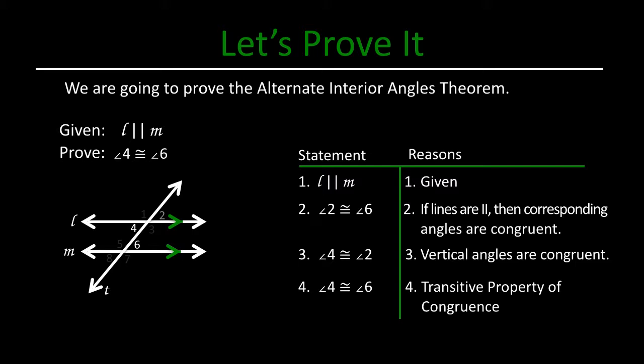Now if we know this theorem, we're able to also prove alternate exterior angles are congruent based on the vertical angles theorem and the transitive property of congruence.